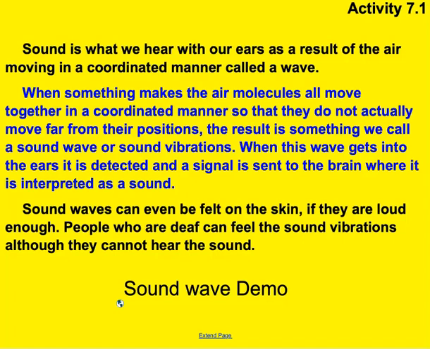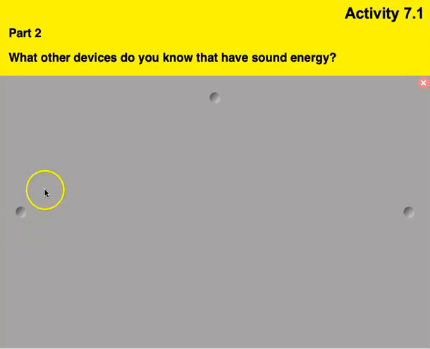When this wave gets into the ear, it's detected, and a signal is sent to the brain where it's interpreted as sound. Sound waves can actually be felt on the skin as well. If they are loud enough, people who are deaf can actually feel the sound vibrations, although they can't hear the sound. So let's get into part 2.